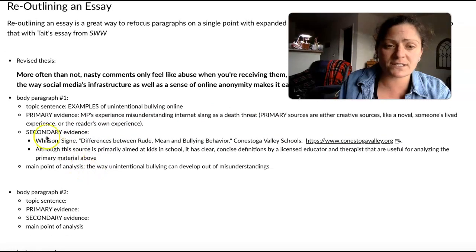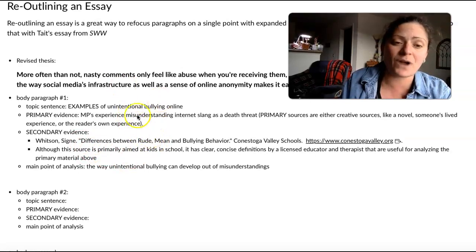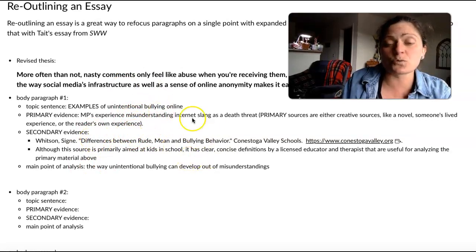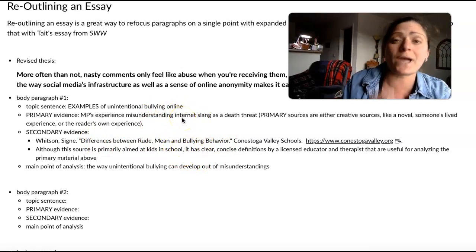Then there's secondary evidence, like this essay by Sine Whitson, who talks about the difference between rude, mean, and bullying behavior at the school system. Although this source is primarily aimed at kids, it has clear definitions by a licensed educator and therapist, and it's useful for analyzing this primary material above. So that's why the secondary source is here, and how it's going to be used, which is we're going to take this definition and then use that definition to analyze and understand what's going on here.